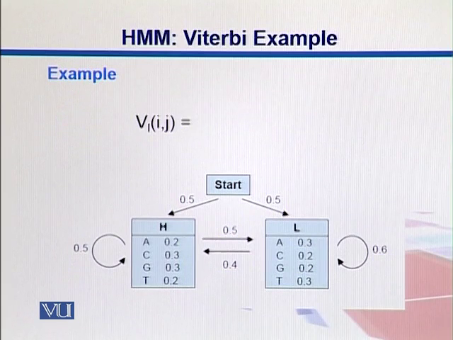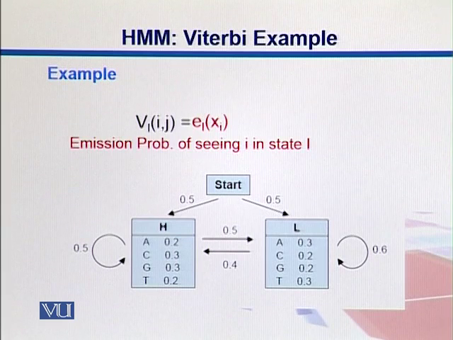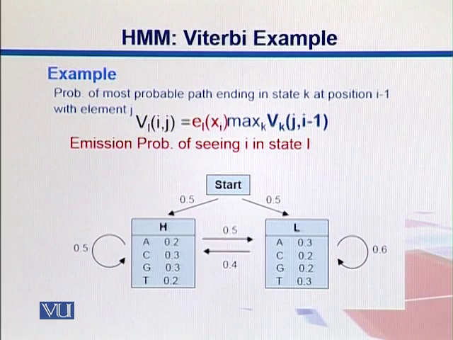So in this example, I'm putting one more thing in your equation. V_L, in addition to i, we have j in order to accommodate what position it is and what symbol is there. So that is equal to E_L(x_i), the emission probability, or probability of seeing the symbol in state L. This max over k of V_k(j, i-1) is the probability of the most probable path ending in state K at position i minus 1 with an element j.